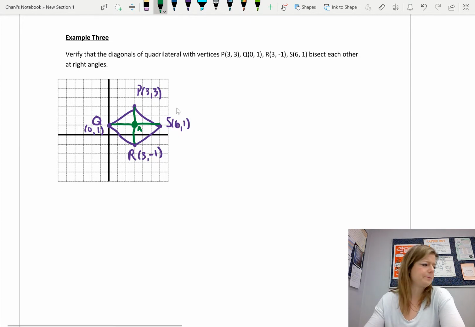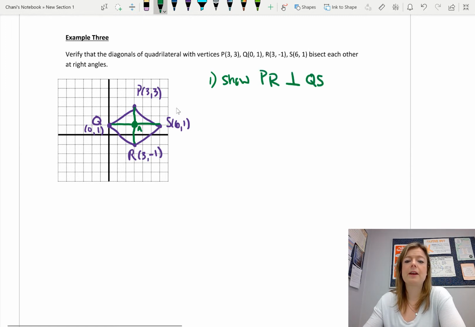So basically, we need to show that PR is perpendicular to QS, so that they have slopes that are negative reciprocals. Okay. And we need to show that.